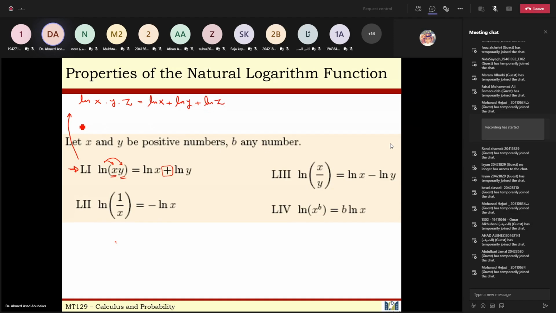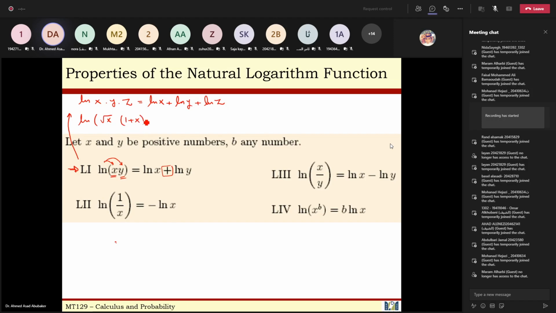Also, if we have two brackets, for example radical x multiplied by (1 plus x) squared, we can distribute the ln on the radical x plus ln on the (1 plus x) all squared. So in multiplication we can distribute the ln, but put it as ln plus ln plus ln and so on.